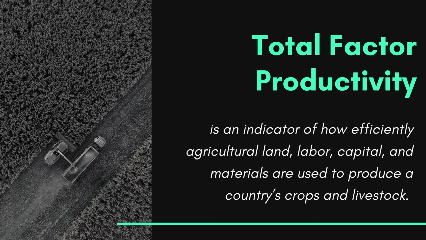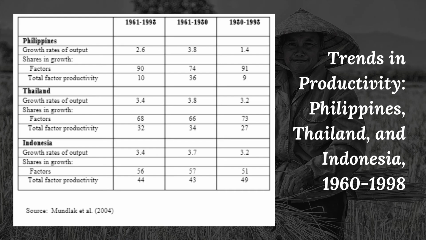TFP is an indicator of how efficiently agricultural land, labor, capital, and materials are used to produce a country's crops and livestock. It is calculated as the ratio of total agricultural output to total production inputs. And depending on the framework, the total factor productivity can be broken down into technological change and improvements in production efficiency. In this table, you will see a disaggregated breakdown of productivity growth.